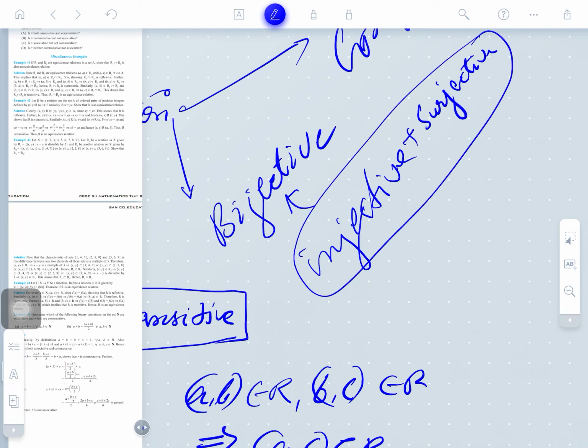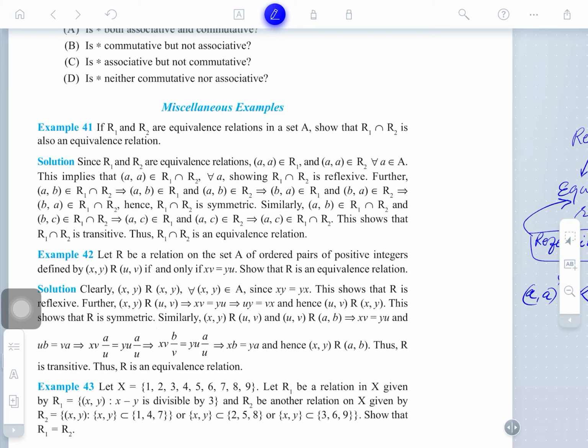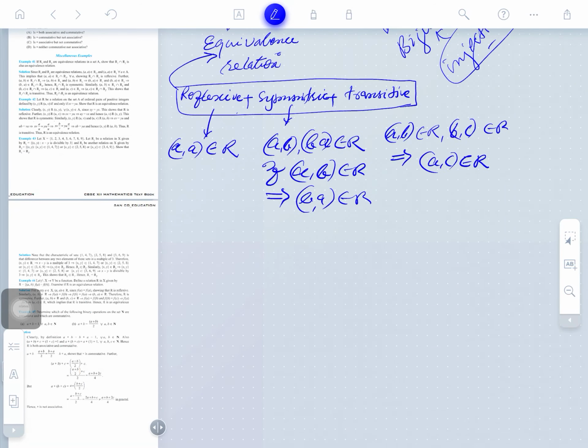So here, to be discussed, okay, you may see R1 and R2 are equivalence relations in set A. Show that R1 intersection R2 is also an equivalence relation. It means you have to prove, okay, two relations are there, R1 and R2. What relation are they, please tell me? Equivalence relation.